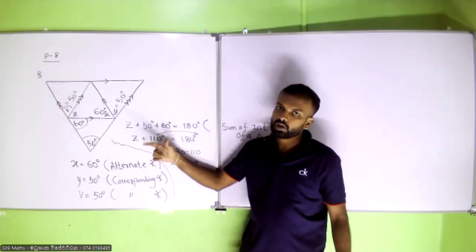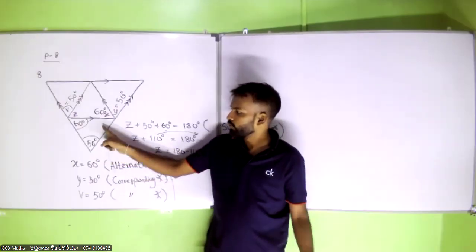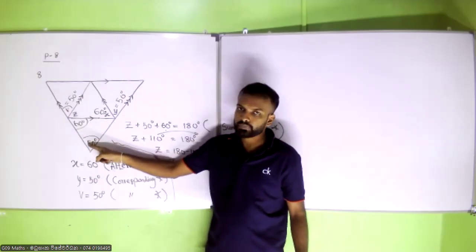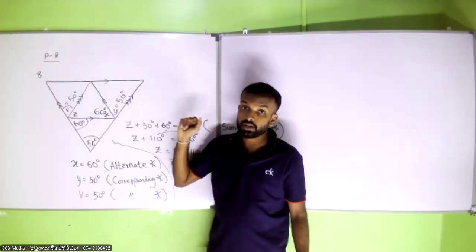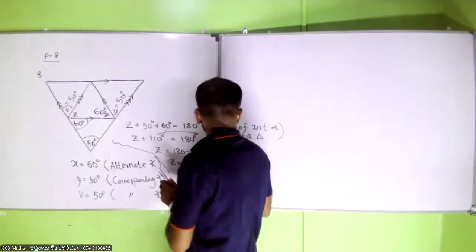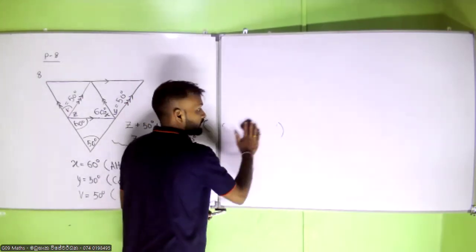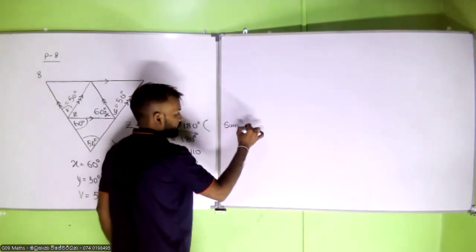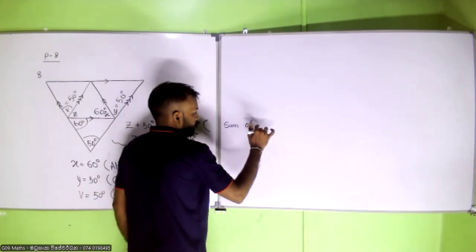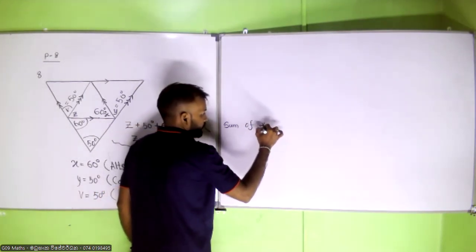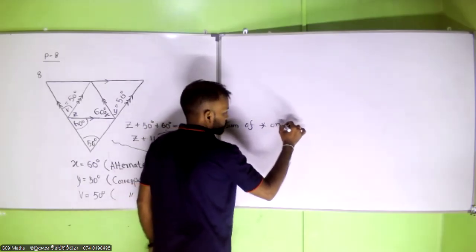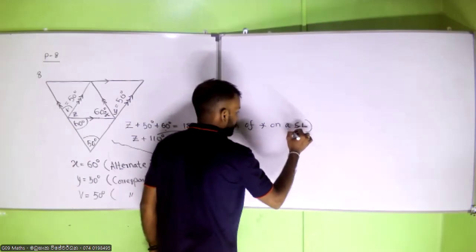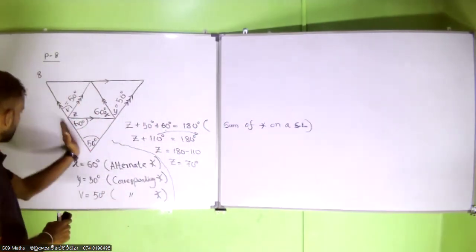And this one, there are two ways to obtain. If you want, you can obtain this angle using this triangle: 60 plus 50 plus this angle is equal to 180. Sum of the interior angles of a triangle, right? Or the sum of the angles on a straight line. Right? Sum of the angles on a straight line. I prefer this method.